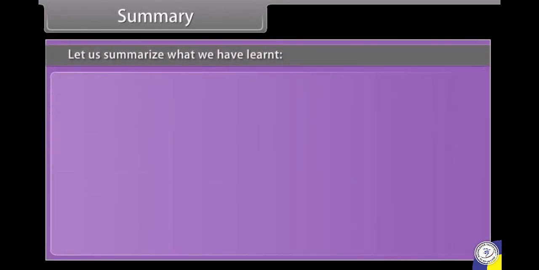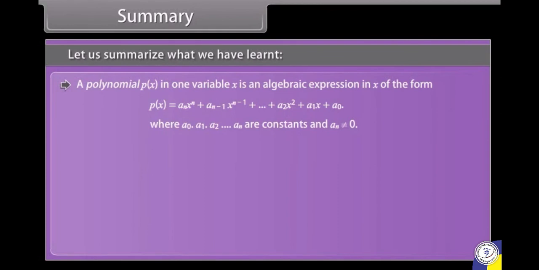Summary. Let us summarize what we have learned. A polynomial p(x) in one variable x is an algebraic expression in x of the form p(x) = a_n x^n + a_(n-1) x^(n-1) + and so on + a_2 x^2 + a_1 x + a_0, where a_0, a_1, a_2 and so on till a_n are constants and a_n is not equal to 0.